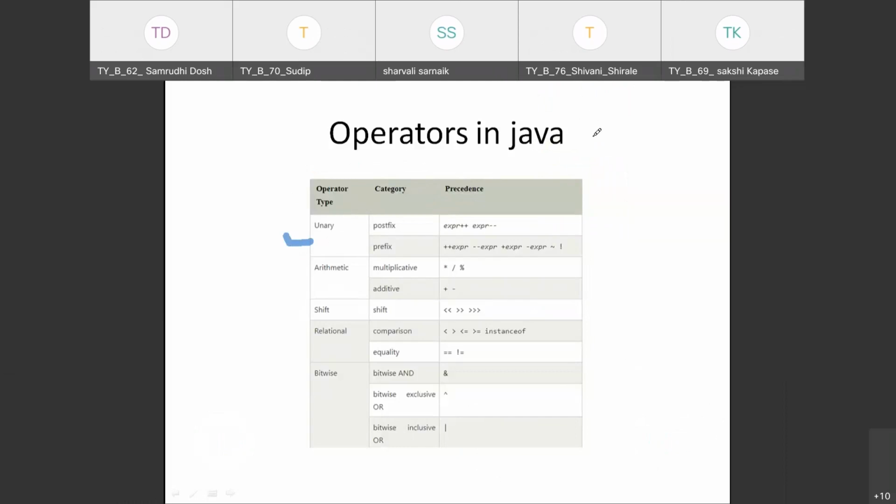For the addition purpose we are writing A plus B. So this plus sign we call it an operator, and this A and B we call operands. Now in these operators we have the unary operator. For this unary operator we have postfix and prefix. Unary operator is also called the increment operator or decrement operator. For postfix and prefix we have expression plus plus or expression minus minus.